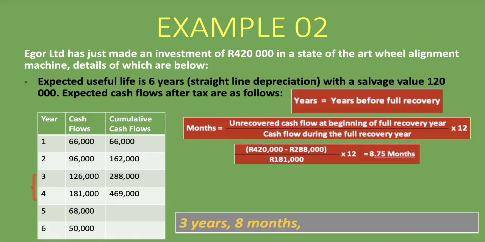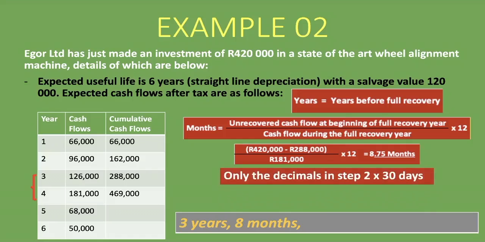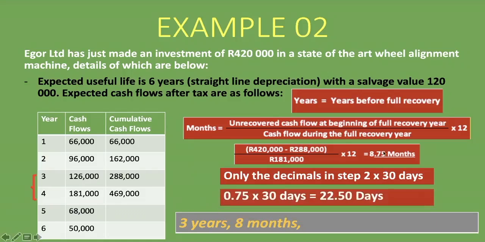Remember, we ignore the decimal first, and then we bring in the decimal when we are calculating the number of days. So how do we calculate the days? It's only the decimals in step 2, which is the 0.75 times the 30 days. So we'll take the 0.75 that we calculated here. We only take the decimal times 30 days in a month, and it gives us 22.50 days. So we will have to round that up to 23 days, and we'll put it down here. So our answer is 3 years, 8 months, and 23 days. I hope it has made sense. I hope you got the exact same answer as mine.